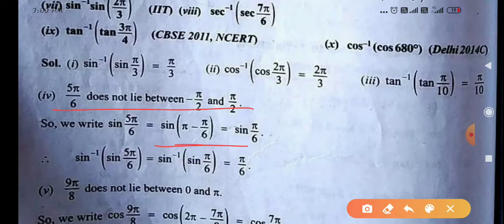So sine pi minus pi by 6 equals sine pi by 6. So 5 pi by 6 I have converted into pi by 6. In place of sine 5 pi by 6 I can put sine pi by 6. Then by the self-adjusting property the answer will be pi by 6. In this way you can solve all the parts of this example.